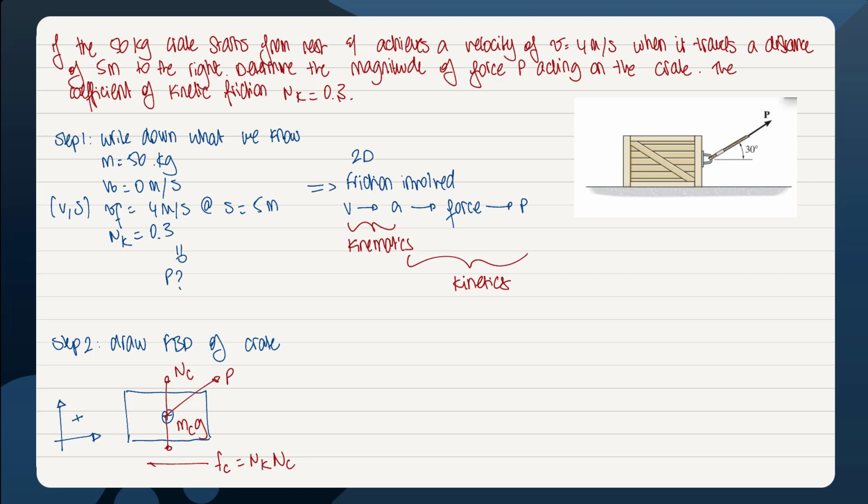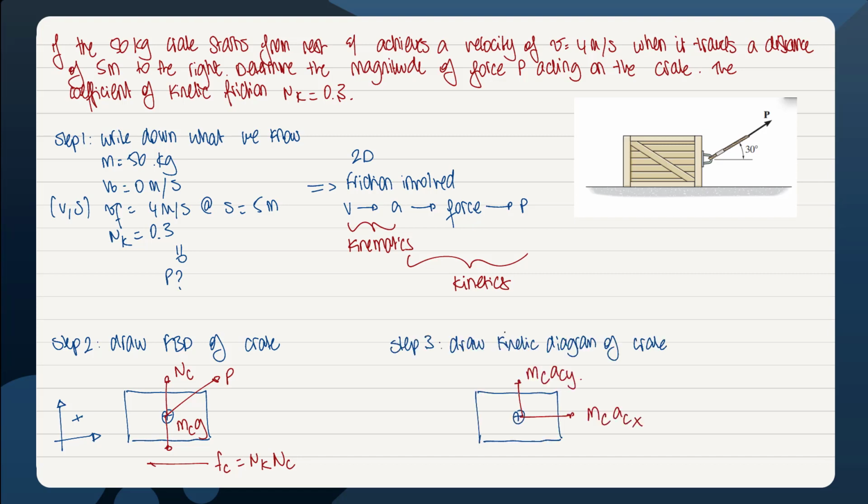And since we're given mu k, which is the coefficient of friction, we know that we have friction. Remember, friction always acts to oppose motion. So if the crate is to move to the right, the friction needs to push to the left. And so we mark that with F c equal to mu k N c. It is always good practice to start from the beginning with a reference sign convention. So here I have decided to take the positive direction to be on the right for the x-axis and upwards for the y-axis.